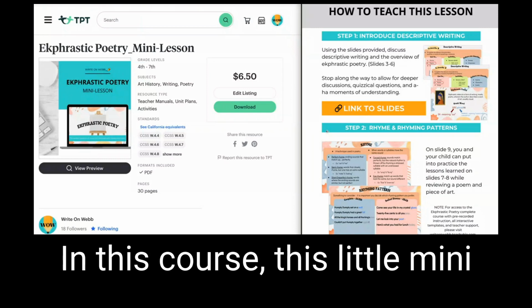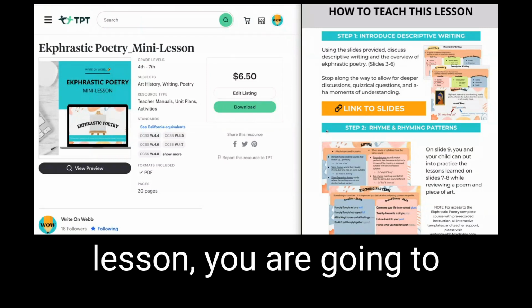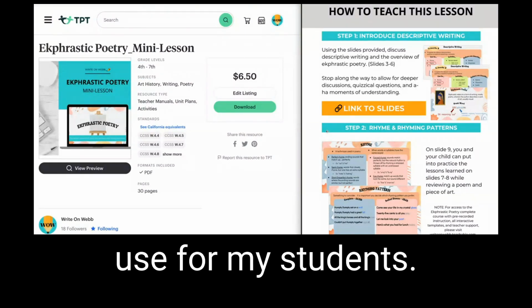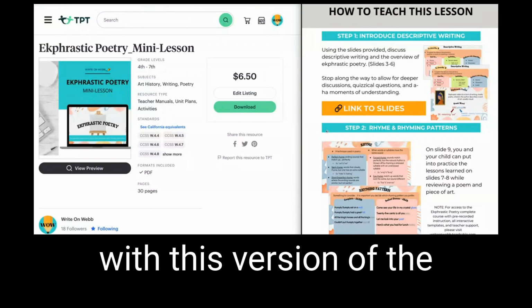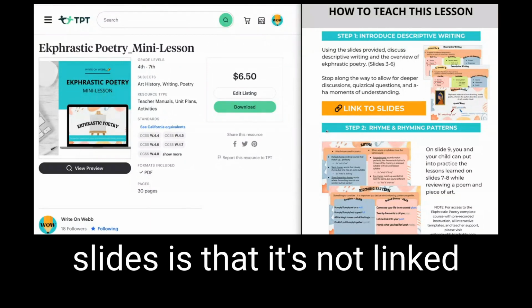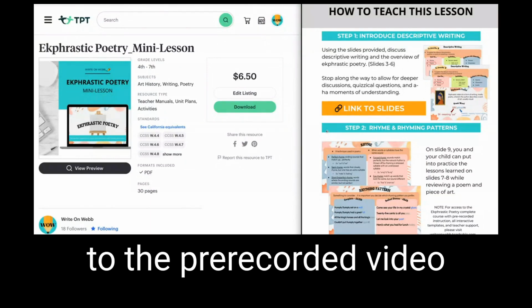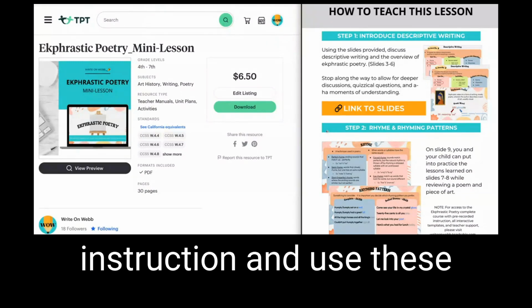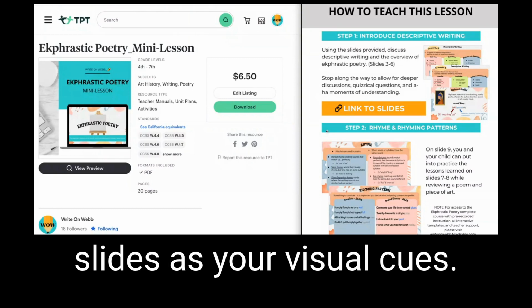In this little mini lesson, you are going to get a link to all my slides. These are the slides, the visual aids that I use for my students. The only thing different with this version of the slides is that it's not linked to the pre-recorded video instruction that I offer. You can do your own instruction and use these slides as your visual cues.